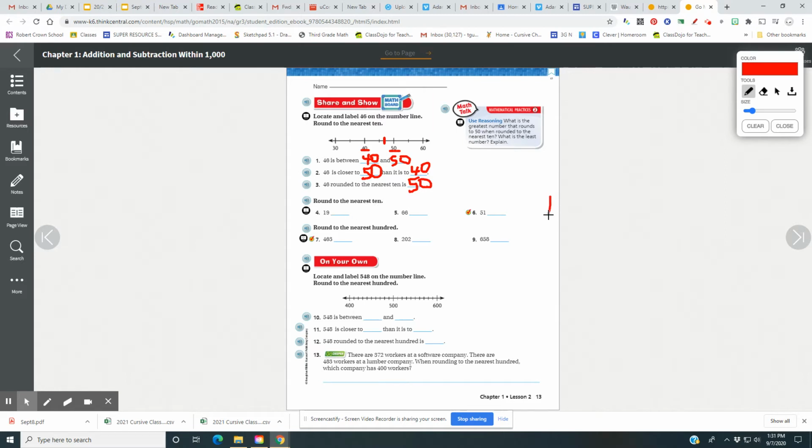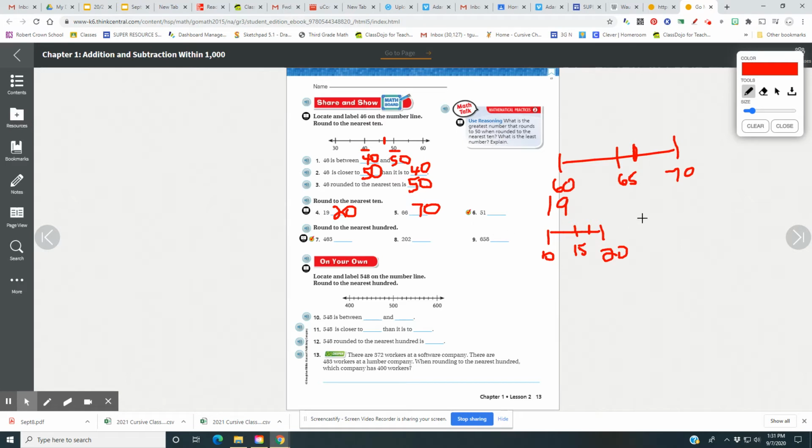Round to the nearest 10. Okay, so 19 is in between 10 and 20. 15 is in between there. So what is 19 rounded to? Go ahead and write it down. If you wrote 20, you would be correct. 66, if I'm using a number line, is in between 60 and 70. And I know 65 is here. So 66 would be there. So 66 is rounded to 70.